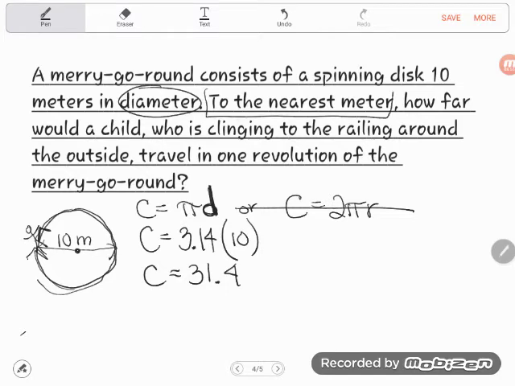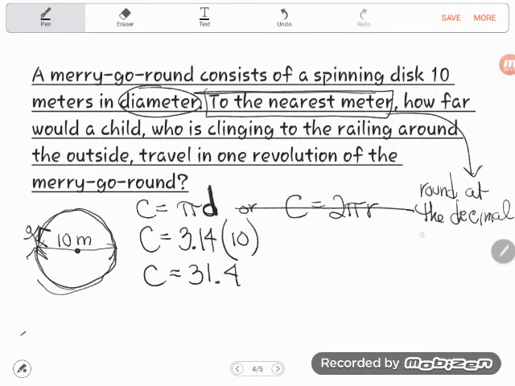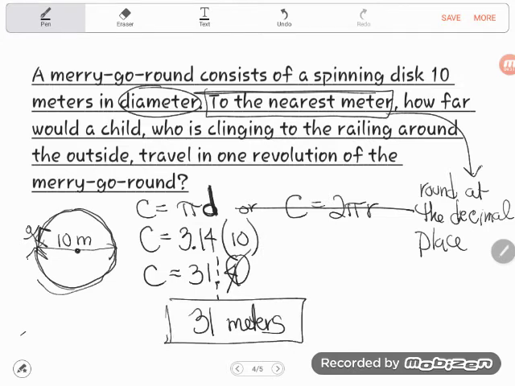And let's see if there were any rounding directions. To the nearest meter. That throws students a lot. When I just say to the nearest unit, like to the nearest inch, to the nearest meter, to the nearest foot, they don't know where to round. Round at the decimal place. They're talking about the nearest whole meter. So no pieces, no parts. Okay, so I'm going to round right here at that decimal place. Again, that 4 is not big enough to matter, so I'm going to say that's about 31 meters that child is traveling. That's a huge merry-go-round.